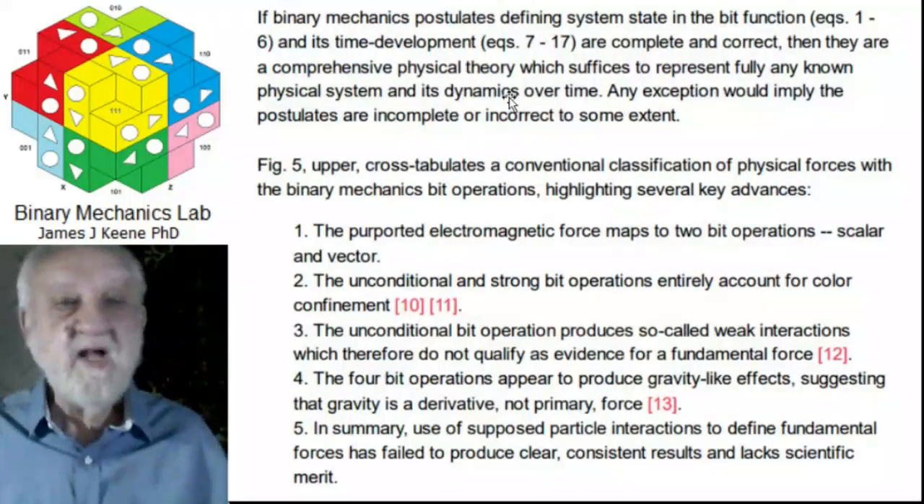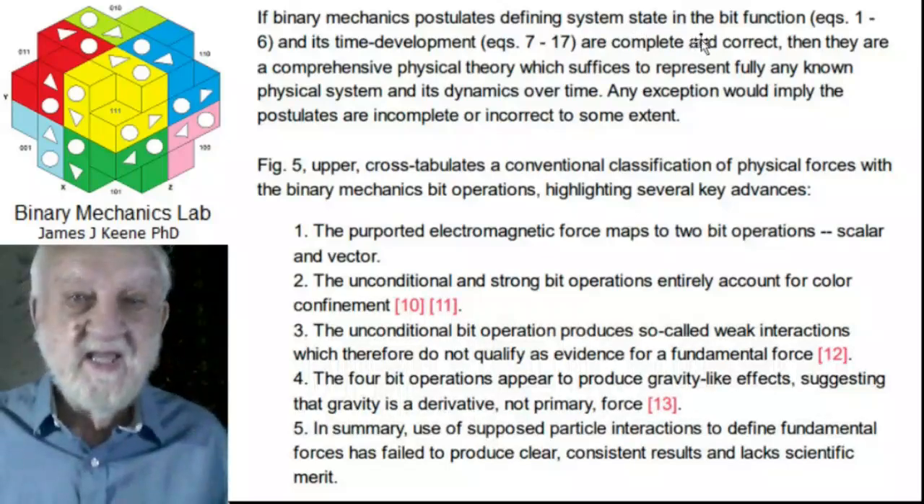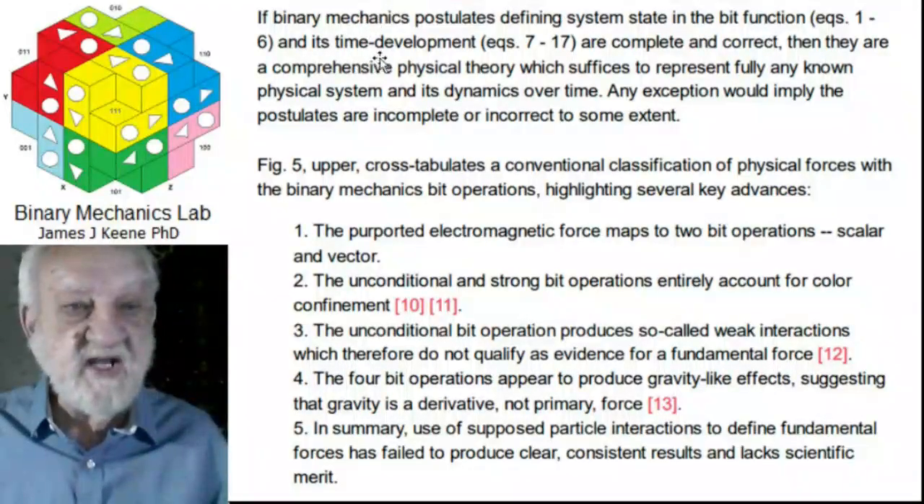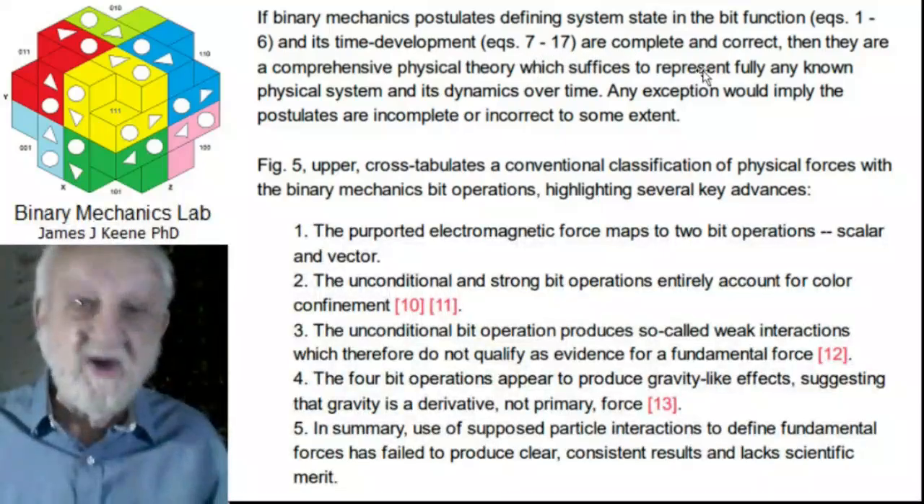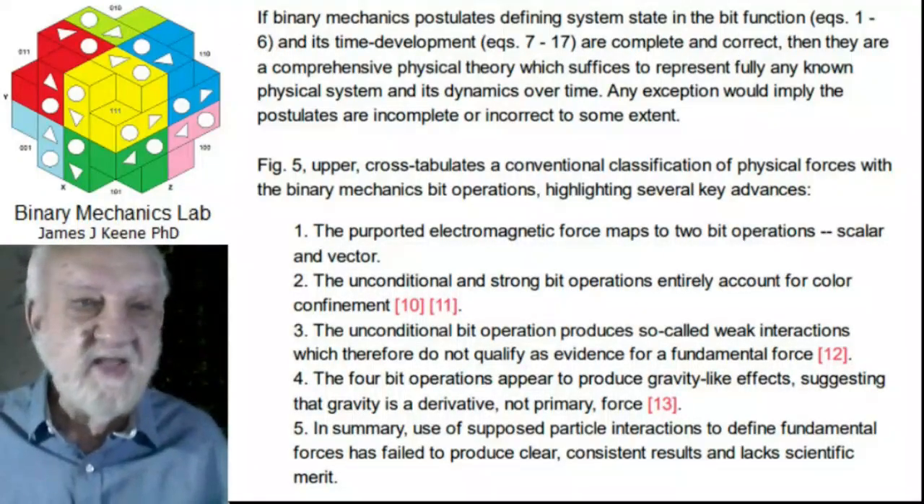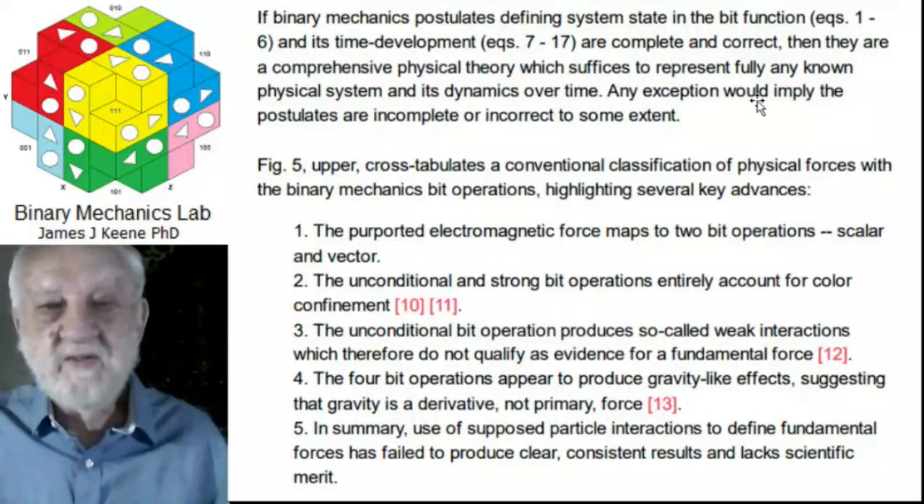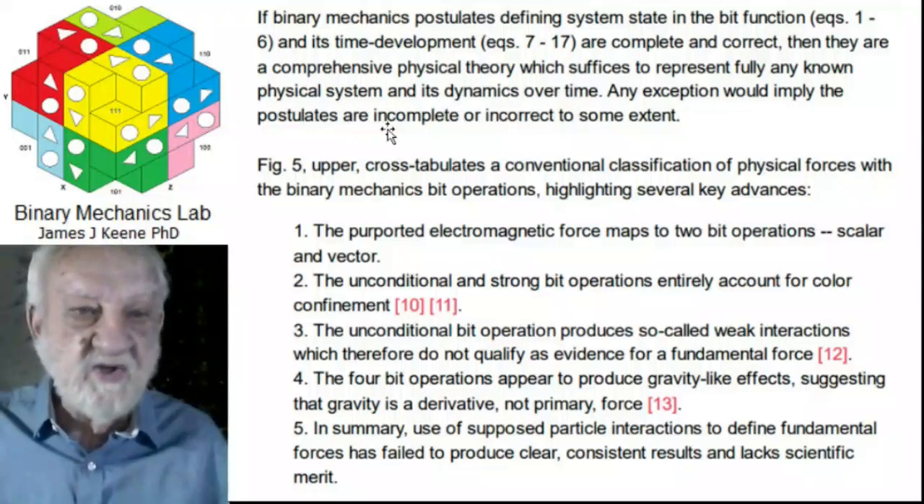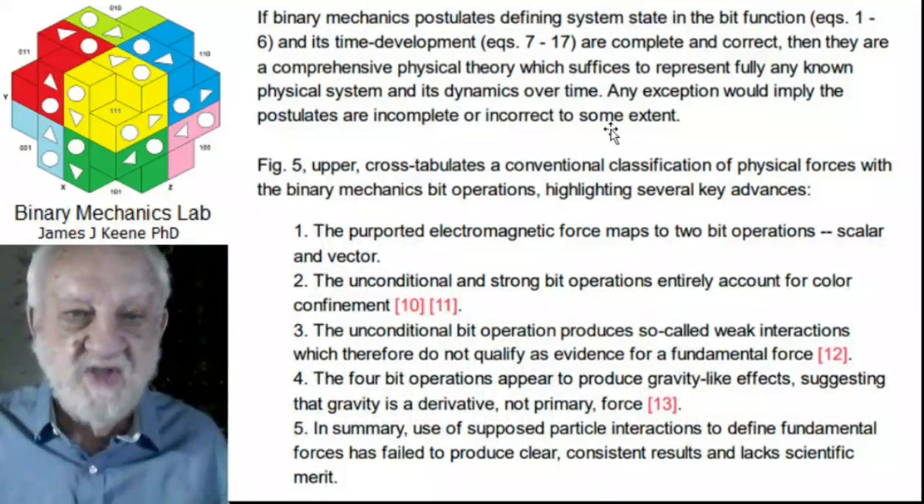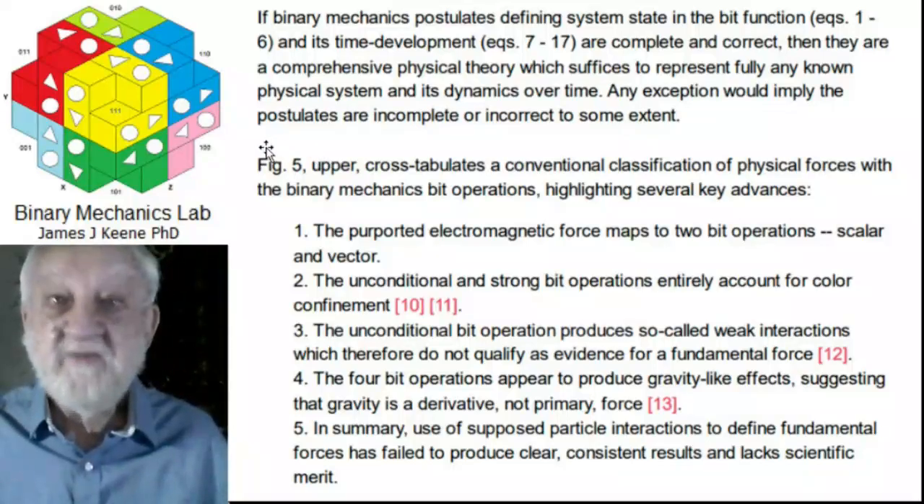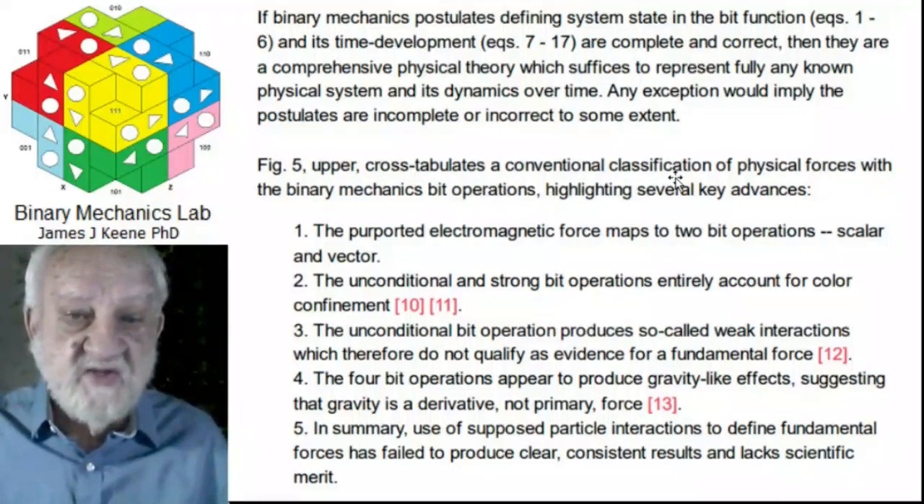If binary mechanics postulates defining system state in the bit function, equations 1 to 6, and its time development, the rest of the equations, are complete and correct, then they are a comprehensive physical theory which suffices to represent fully any known physical system and its dynamics over time. Any exception would imply that the postulates are incomplete or incorrect to some extent. We just talked about figure 5, which cross-tabulated the conventional classification of physical forces with the binary mechanics bit operations, highlighting several key advances.